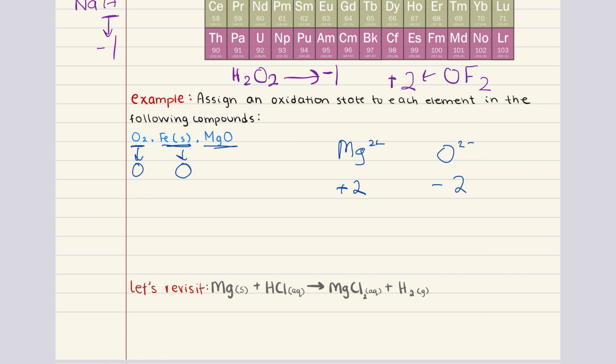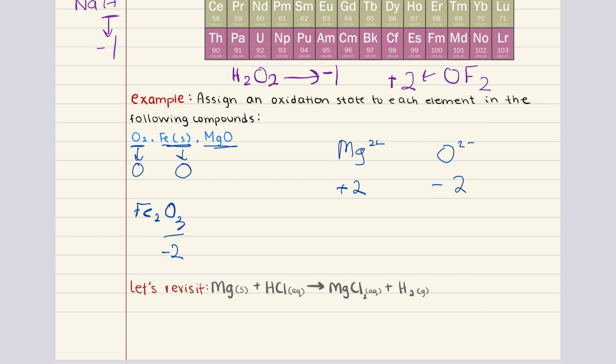Let's do a bonus one. Fe2O3. To solve this, we need to recall rule number 3, which states in binary compounds, the element with the greater electronegativity is assigned a negative oxidation state equal to the charge it would have if it were a monatomic ion. Here, oxygen is more electronegative than iron, so it's going to be assigned an oxidation state of minus 2 because its most common ionic form is O2 minus.